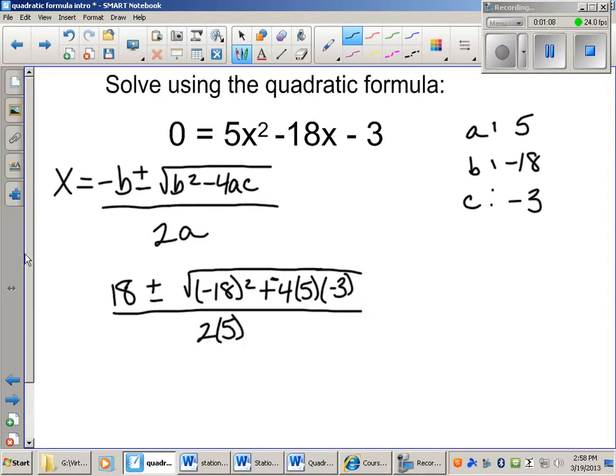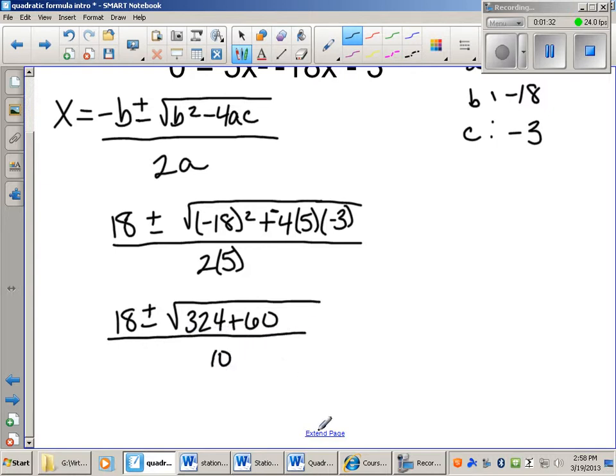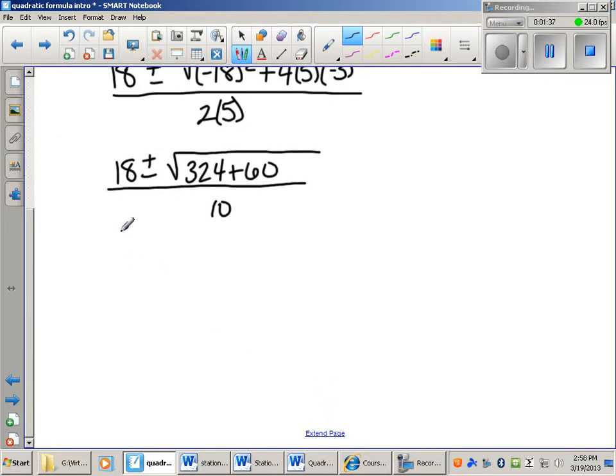So my next step is to start simplifying underneath this square root. I'm just going to copy everything down that I'm not using right now. So negative 18 squared is 324. And then negative 4 times 5 times negative 3 is a positive 60, and this will all be over 10. So I'm going to continue to simplify underneath the square root. So I will have 18 plus or minus the square root of 384 over 10.